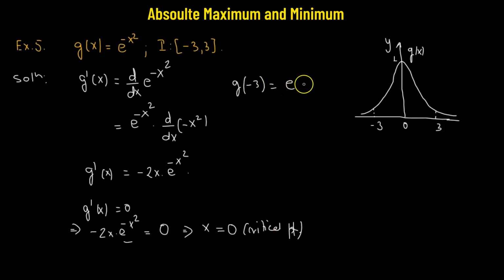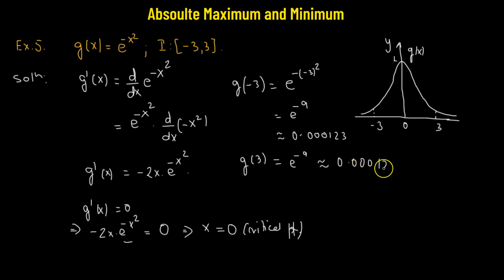This will be e raised to the power of negative 3 squared, that means e raised to the power of negative 9. This gives us the value 0.000123. Then similarly at x equals 3, this will also be e raised to the power of negative 9, which is 0.000123. And at x equals 0, we have e raised to the power of 0, which is going to be 1. So this is going to be our absolute maximum.